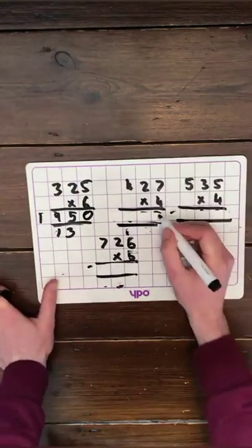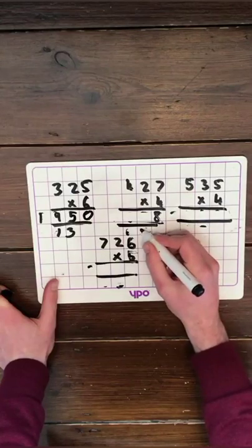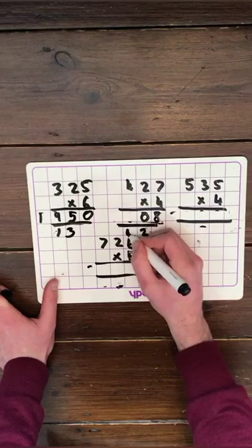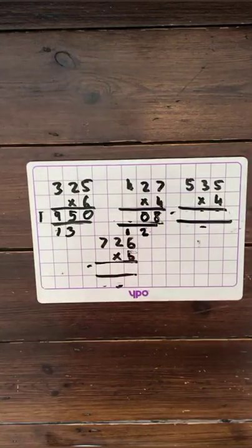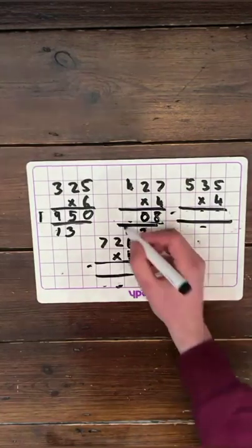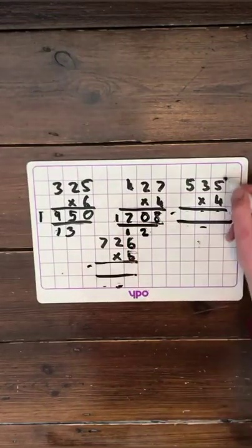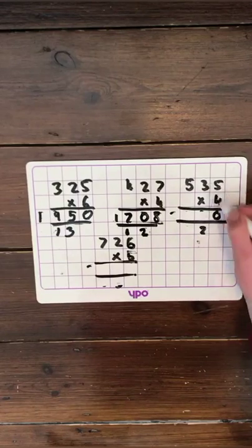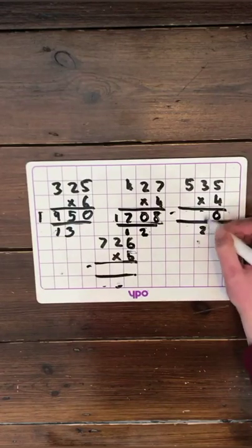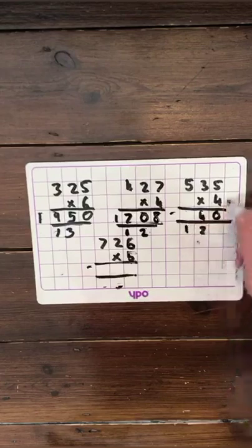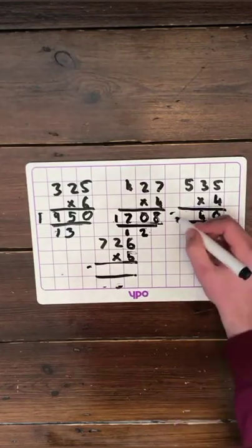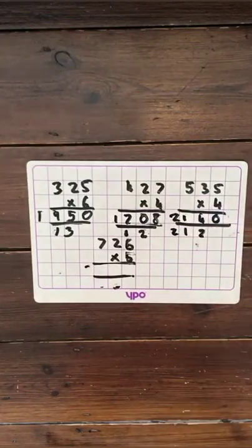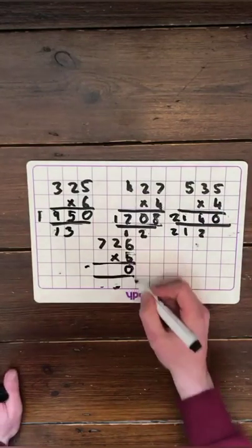4 times 7 is 28, carry the 2. 4 times 2 is 8, plus the 2 is 10, carry the 1. 4 times 4 is 16, plus the 1 is 17. 4 times 5 is 20, carry the 2. 4 times 3 is 12, plus 2 is 14, carry the 1. 4 times 5 is 20, plus the 1, 2,140. 5 times 6 is 30.